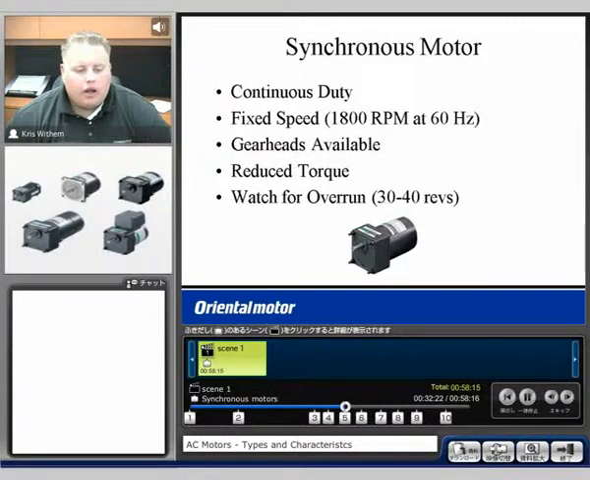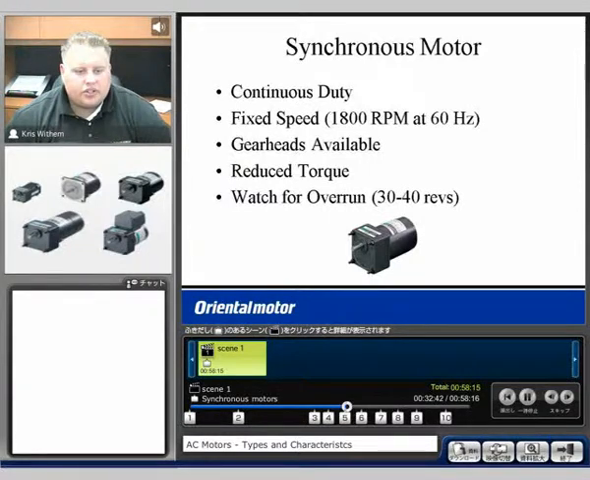Synchronous motors. These are another motor that we have available. They're rated for continuous duty, fixed speed of 1800 RPM at 60 Hertz. Different gear heads are available. Reduced torque, and again, watch for the overrun. It would be around 30 to 40 revolutions of overrun, just like our regular AC motors.